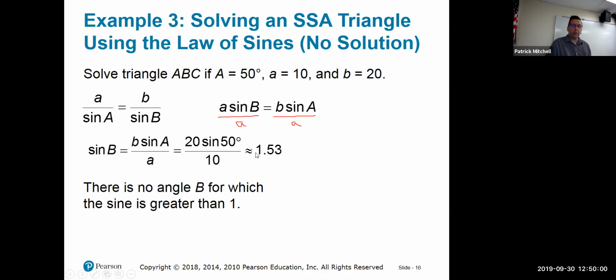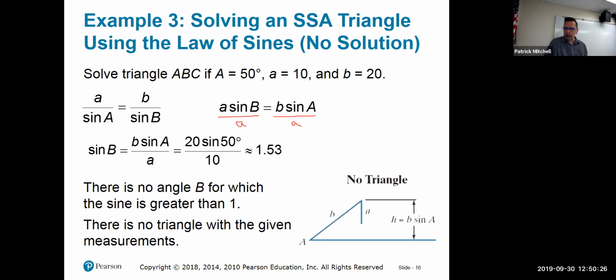So what we would normally do here, even if that was a number that made sense, is use the inverse sine function to figure out what this angle is. And if you ask your calculator what is the inverse sine of 1.53, it's going to give you an error message, because there is no angle whose sine is 1.53. So this is a no solution. If you try to draw this triangle, it will not work out for you.